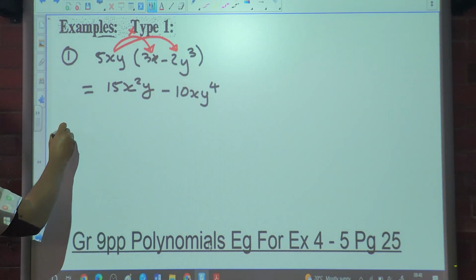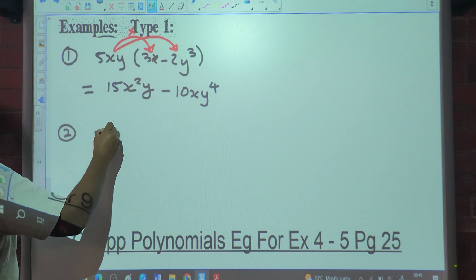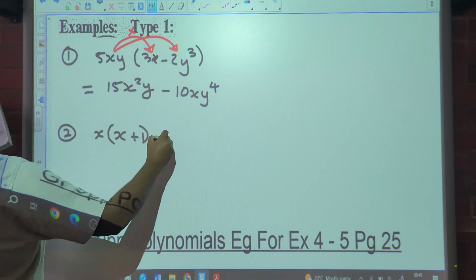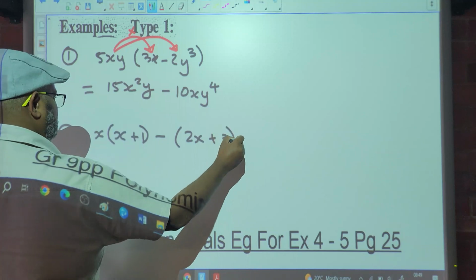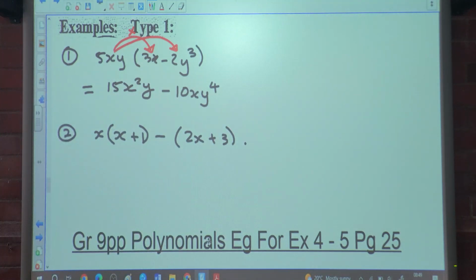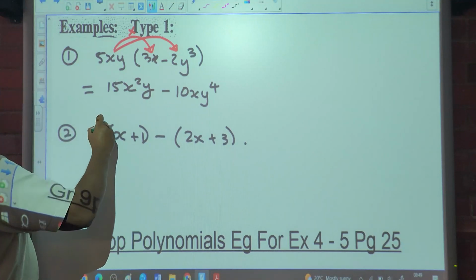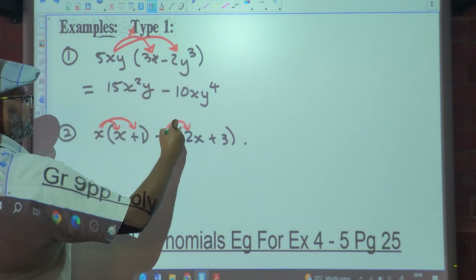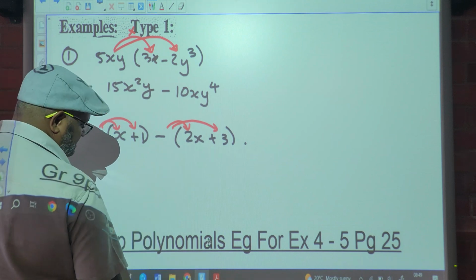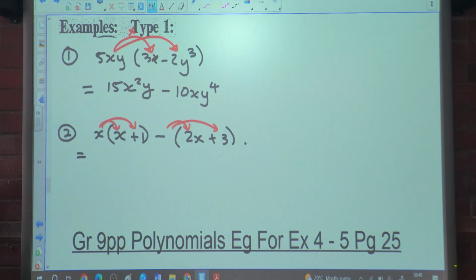Okay. Well, let's look at number 2. We've got x into (x plus 1) minus (2x plus 3). Write that down. Right, so what do we get? Get rid of the brackets. How many terms are here firstly? 2 terms. Alright.